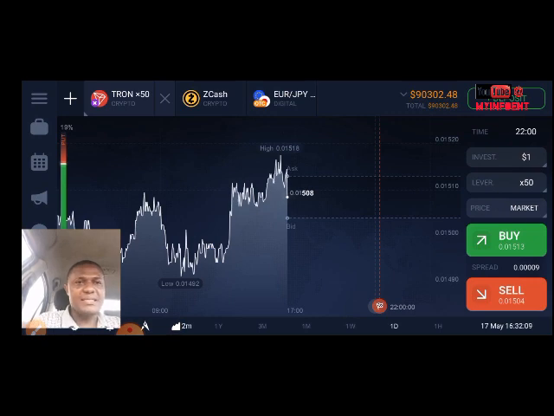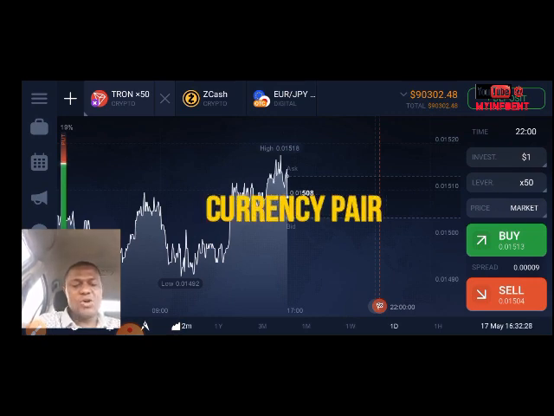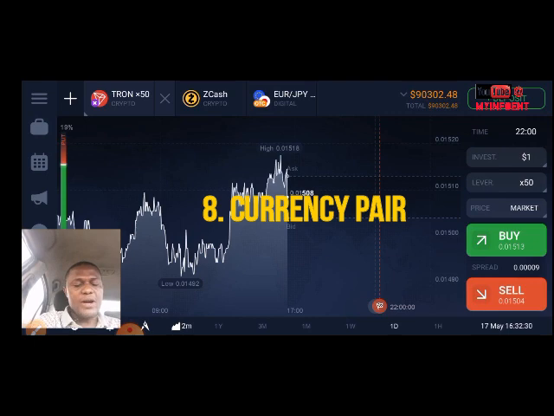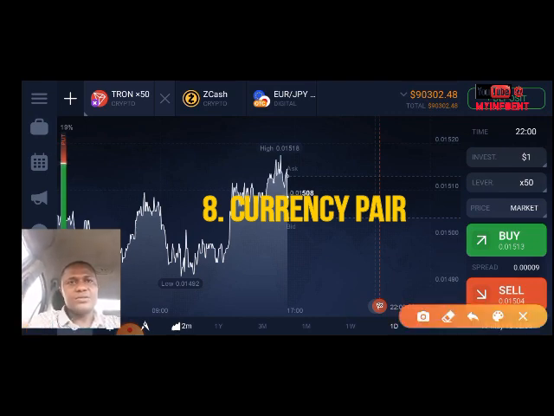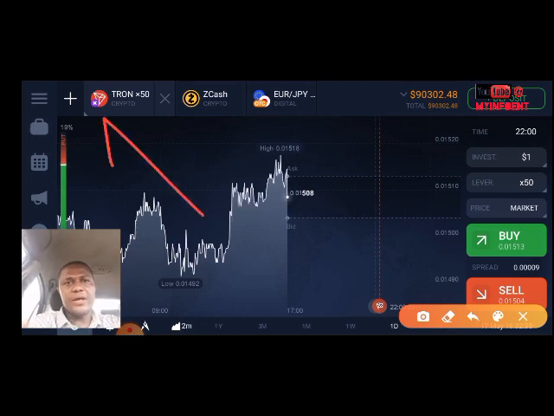So number eight is currency pair. What is a currency pair? A currency pair is, for example, let's open up here.